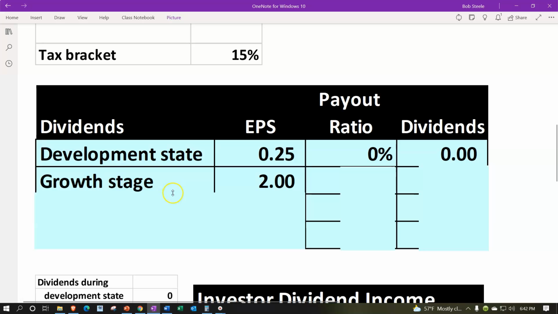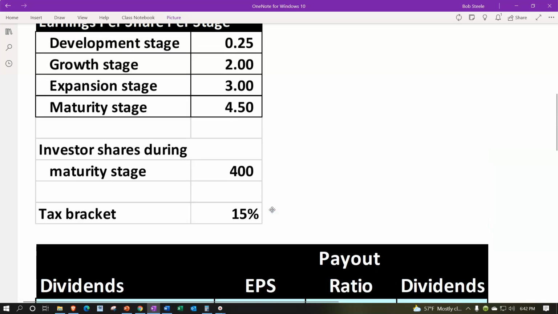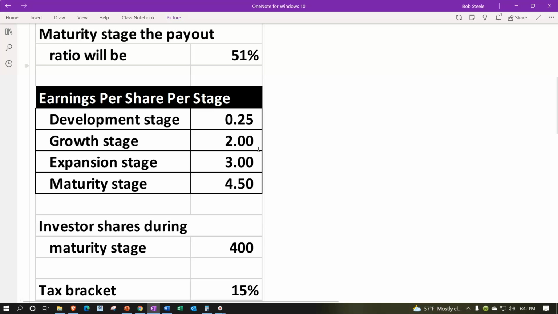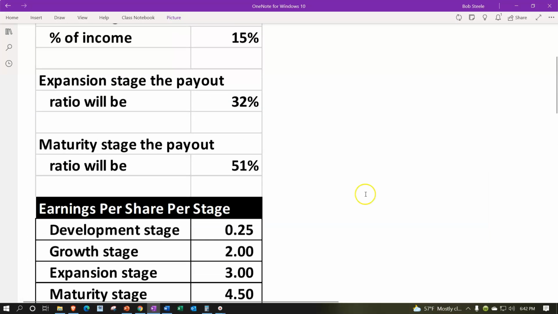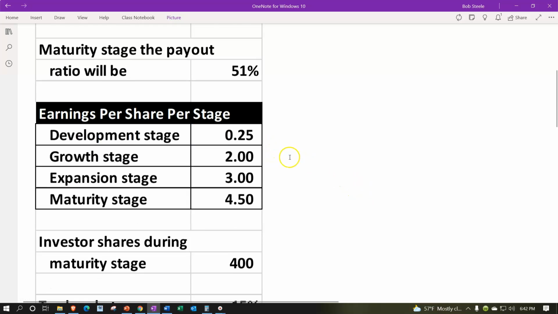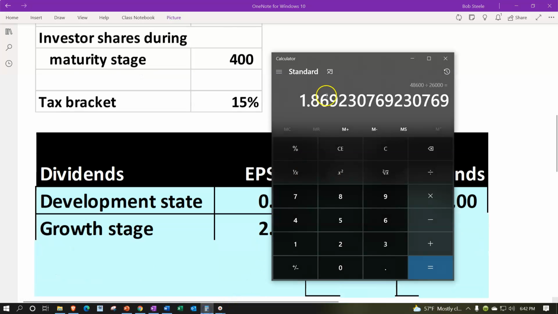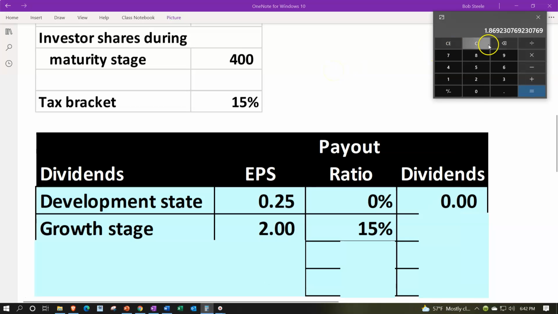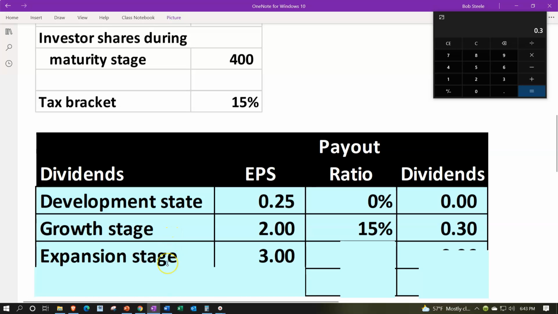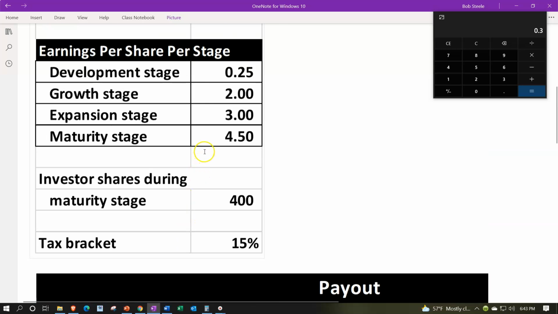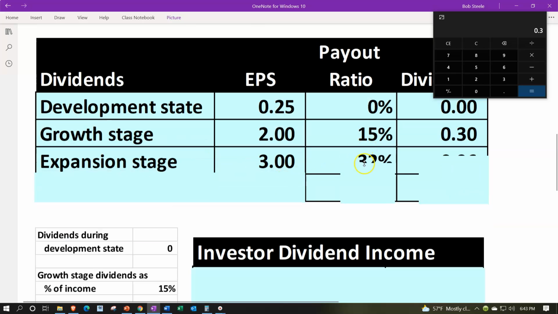And the next stage, we're saying that we had the growth stage at 2. We're just pulling that 2 up from our number up here in the growth stage for the earnings per share. We said the payout ratio was going to be 0.15. If we pull out the trusty calculator, it's going to be 2 times the 0.15. That's going to be 0.3 or 30 cents. That's going to be the dividends per share. Then we have the expansion stage, which we said was 3 on the earnings per share. The payout ratio then being the 0.32 or the 32%.